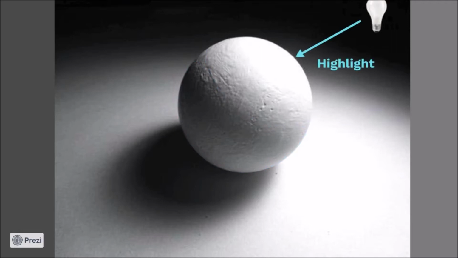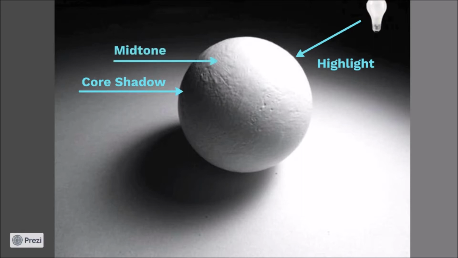There is the highlight, which is the brightest part of the form and where the light directly hits the object. And this is the core shadow, which is the darkest part of the shadow. Between these two parts is what's called the midtone. The midtone is made of a bunch of transitional tones ranging between the darkest and lightest parts of the shadow. On the ground, beneath the sphere, is a cast shadow.